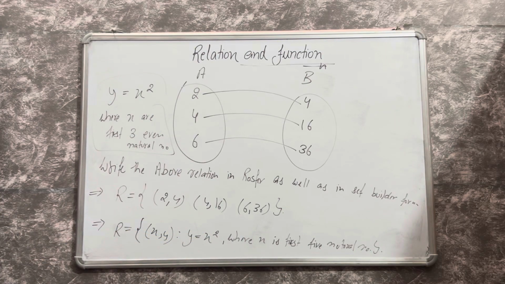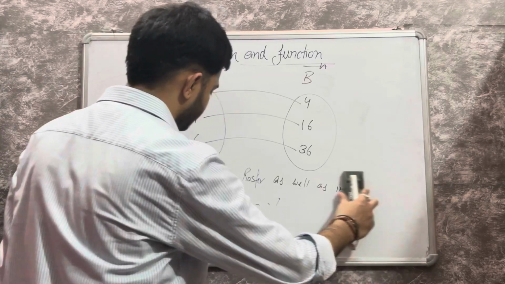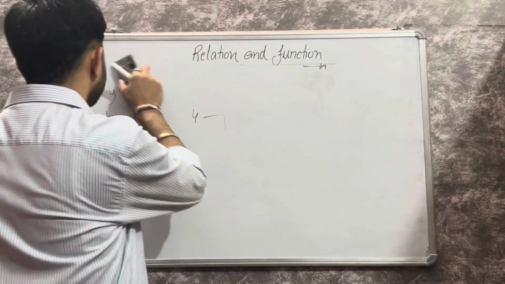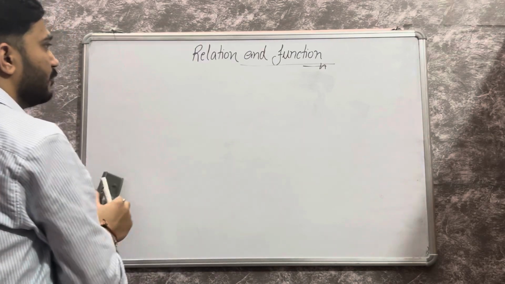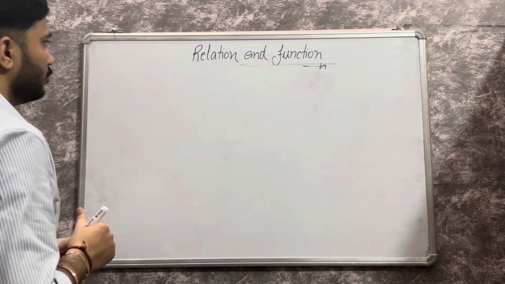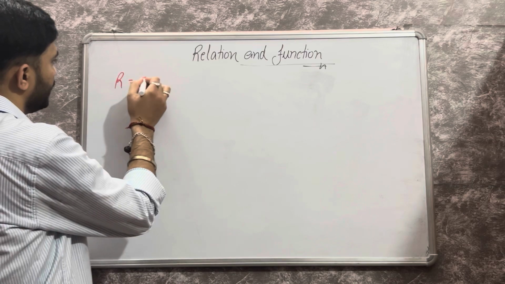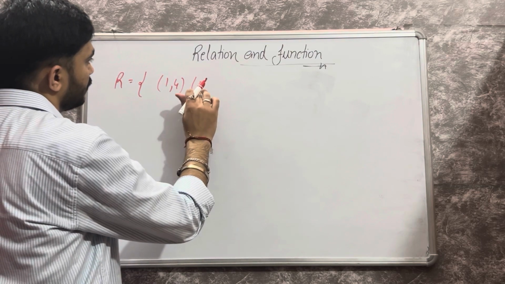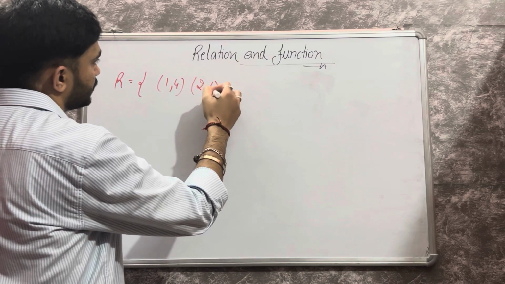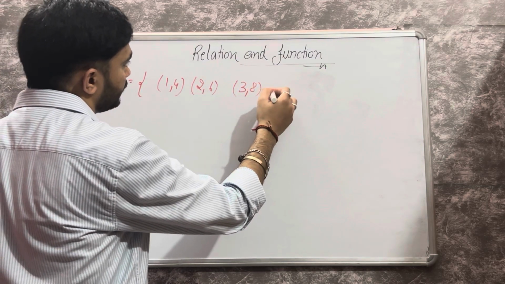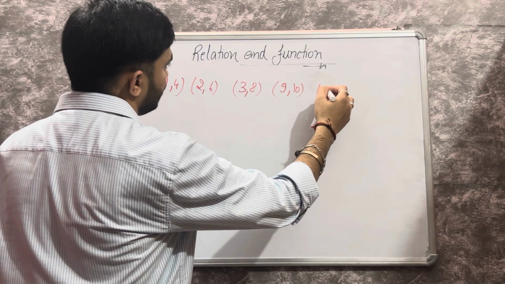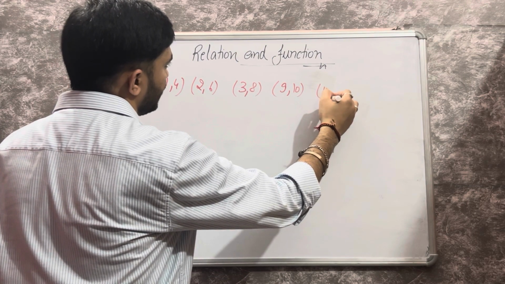Any doubt? Now let us move forward. Since we already know the definition of a function, we are going to find out what type of relation is a function. Let R be a relation that is (1, 4), (2, 6), (3, 8), (9, 10) and (11, 12).